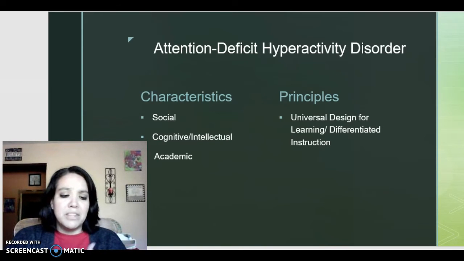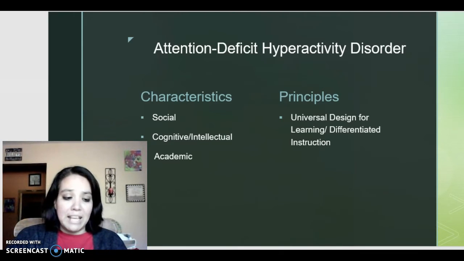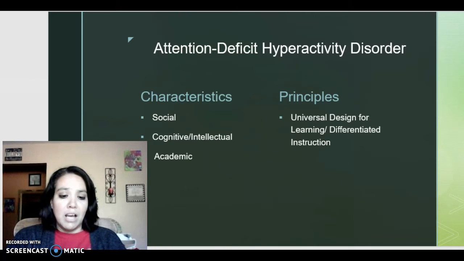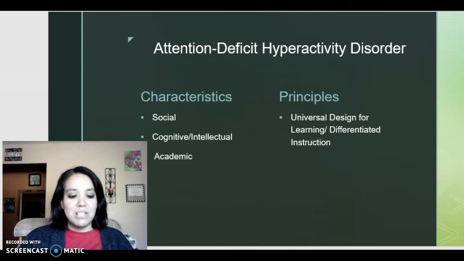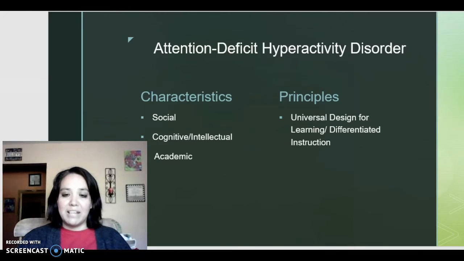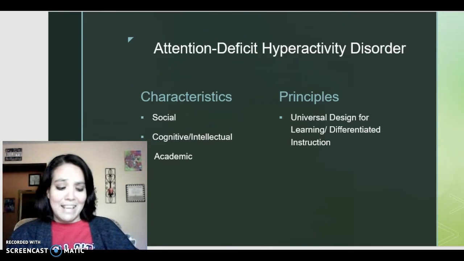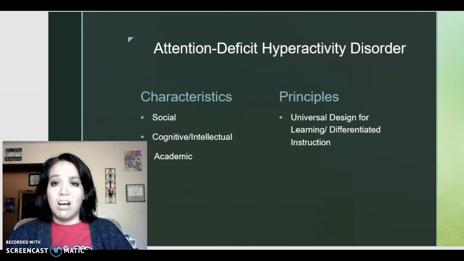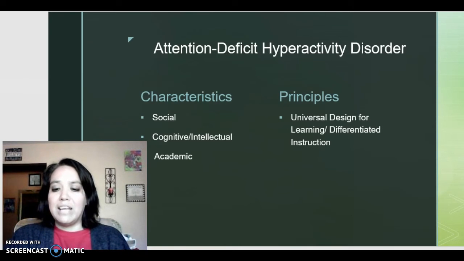Academic: the majority of students with ADHD have typical intelligence. However, they do frequently have problems achieving in an academic setting. When compared with other students, students with ADHD tend to have lower GPAs and higher rates of being held back in a grade. And this may be due to the fact that they have an inability to stay on task or stay focused. Universal design for learning for ADHD.